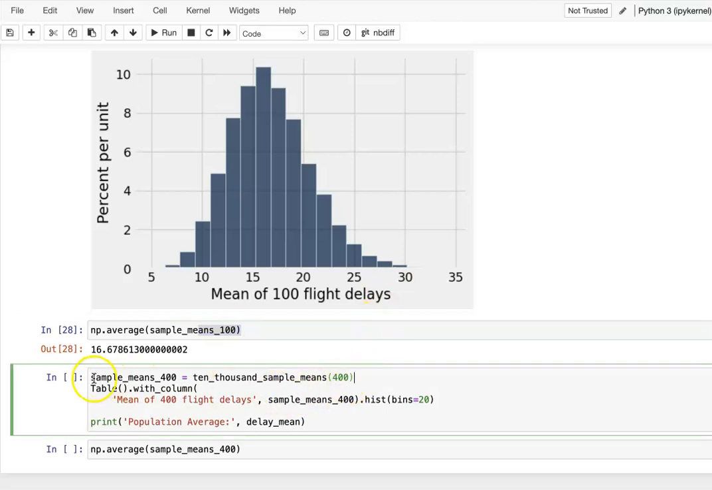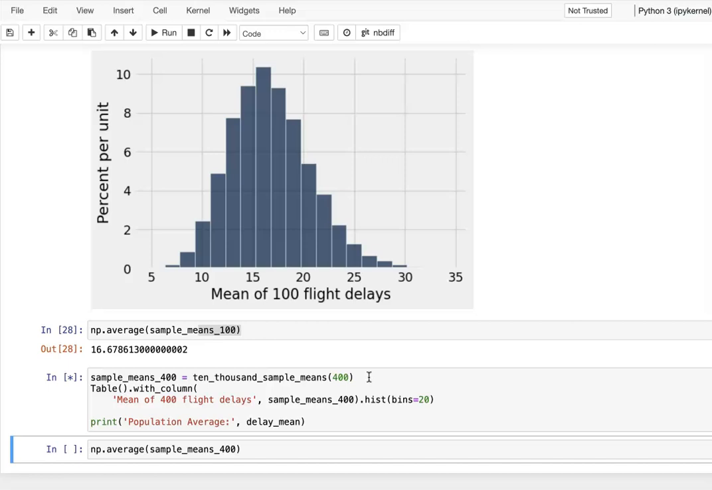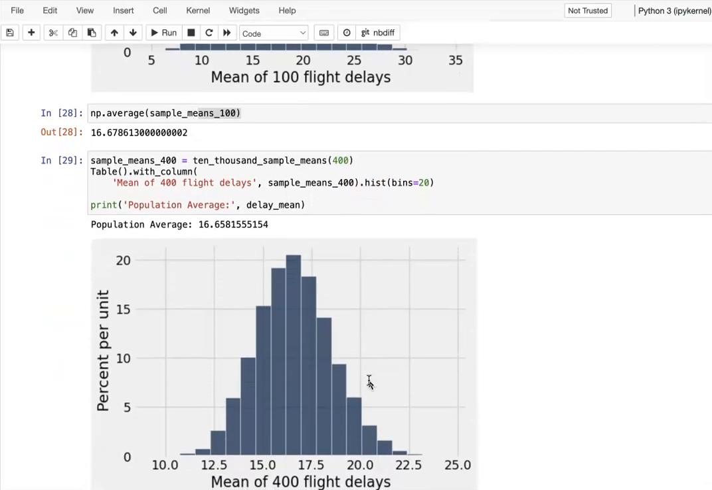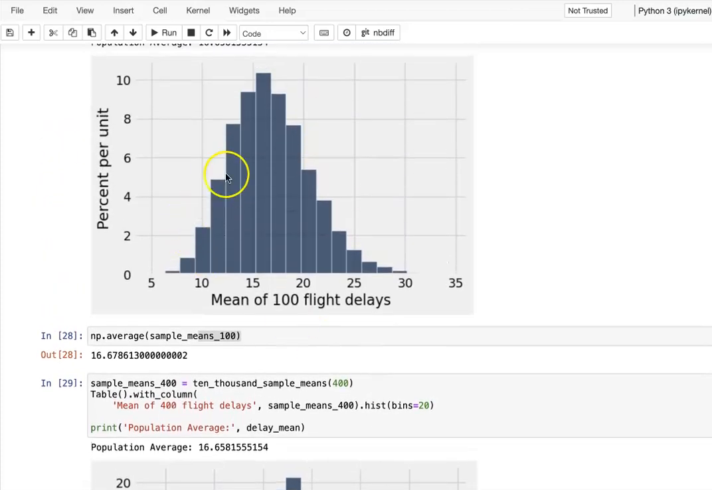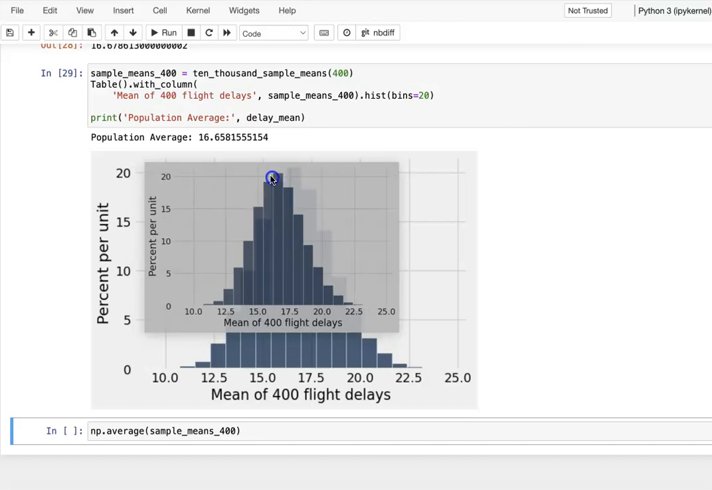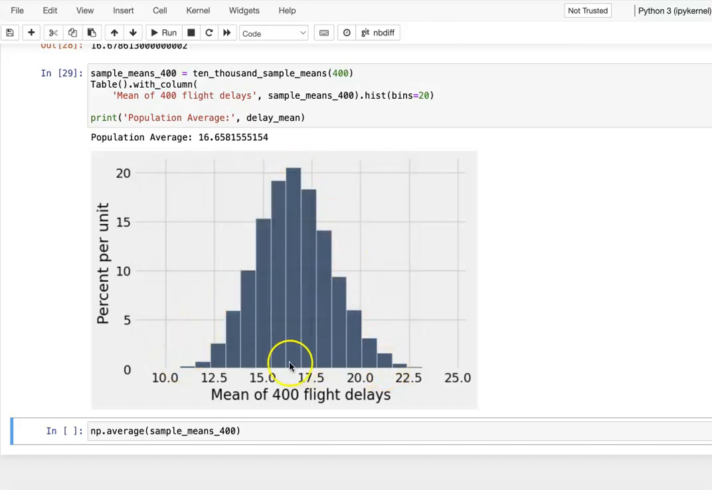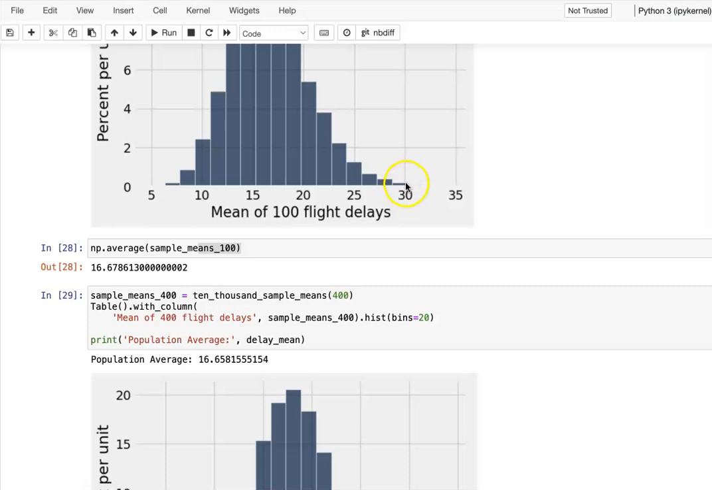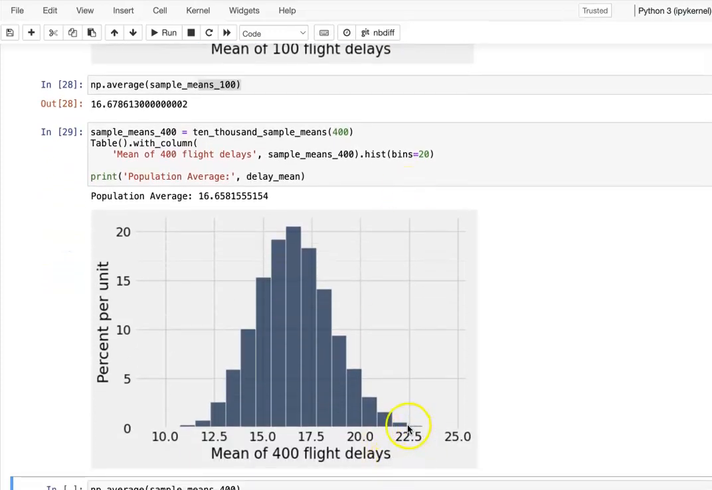How about we make the sample size 400, and do the same thing 10,000 times again. Then we draw the histogram. This takes a while, because 100 already took a while, and now we do size 400 with 10,000 repetitions. You can see that size 400 is even more bell shaped than size 100. The range is a little narrower: with 100, values could still go to 30, but here they only reach about 22.5.